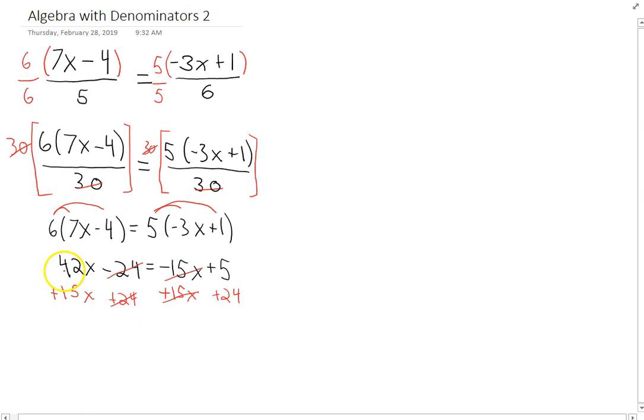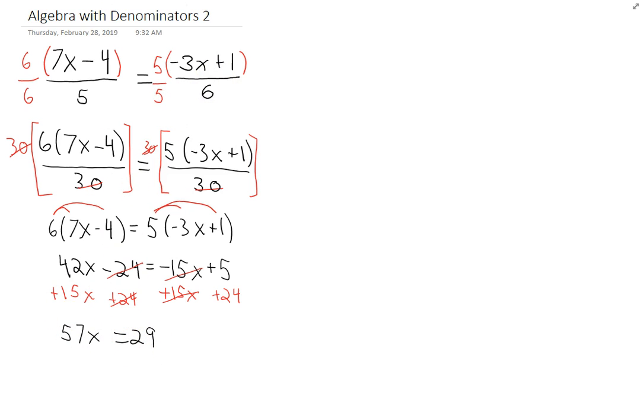So on my left-hand side, I'm going to get 57x. And then the 24 is canceled away. And then on this side, I'm just going to have 5 plus 24. I'm going to have 29. So this big, long, complicated thing has boiled down to kind of a one-step algebra equation here. Now I'll divide both sides by 57.